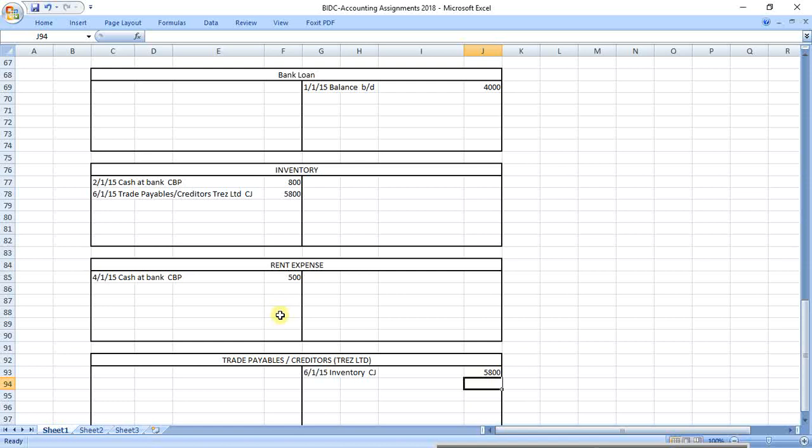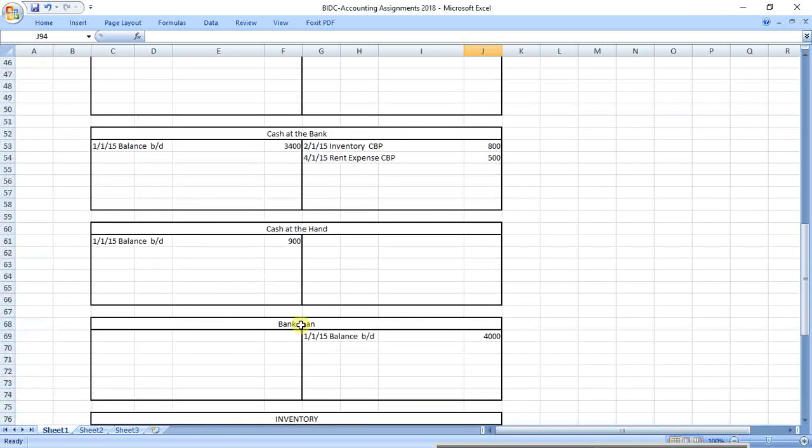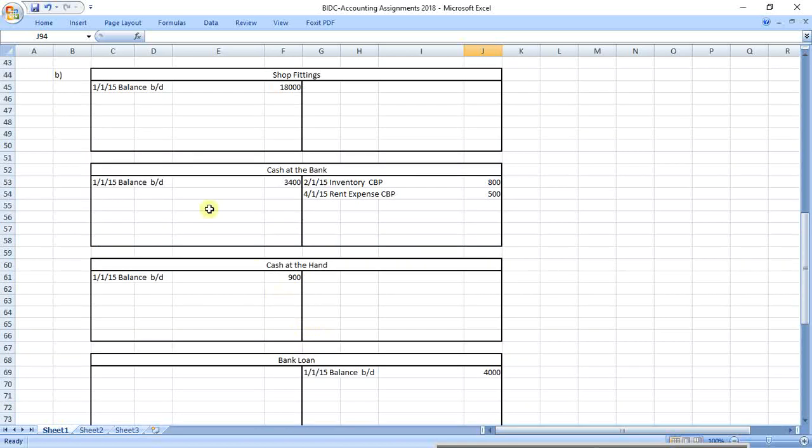Okay, cash sales, okay, easy. So that would be sales. Okay, so bank, cash at the bank would increase. It would. Because of sales. Yes. So on the debit side. Yes. Keep the 9.